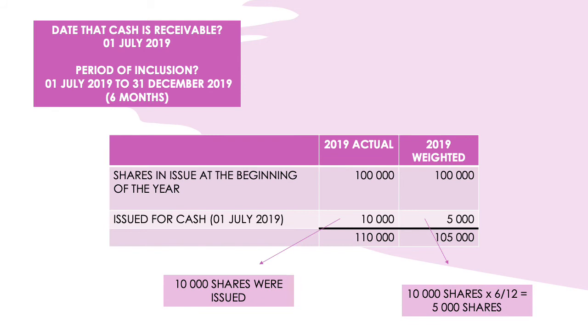We always use the value in the weighted column, not the actual column. We just keep the actual column to orientate ourselves as to which transactions we have accounted for and to how many shares were actually issued. But when we do the calculation of basic earnings per share, we always have to use the value or the number of shares from the weighted column.